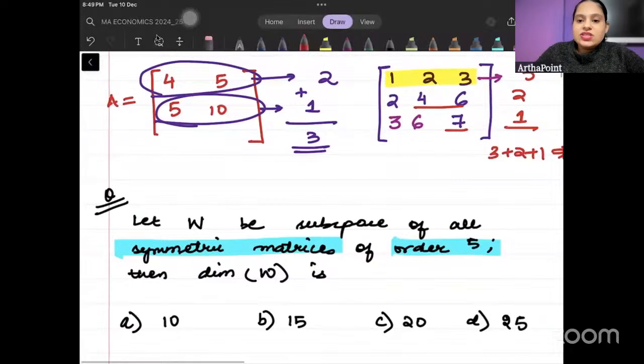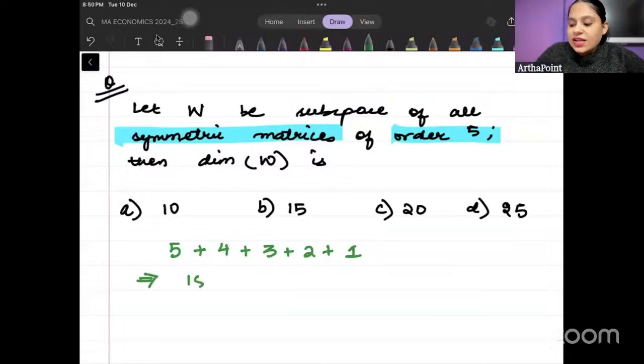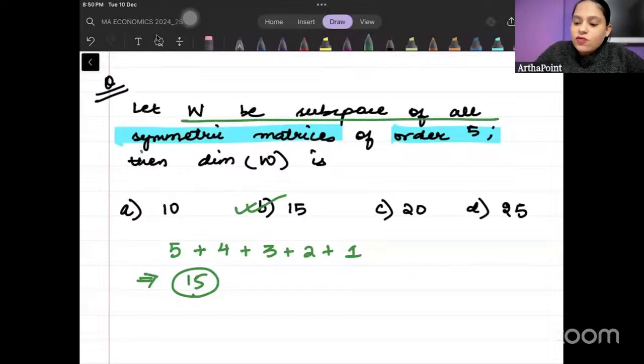Now look here, it says order 5. It means that the first row will have 5 unique elements. Second can have 4 unique elements, 3 unique elements, 2 unique elements, 1 unique element. Right? So what will I get the answer as? I'll get the answer as 15. So the dimension of this subspace of order 5 will be 15.